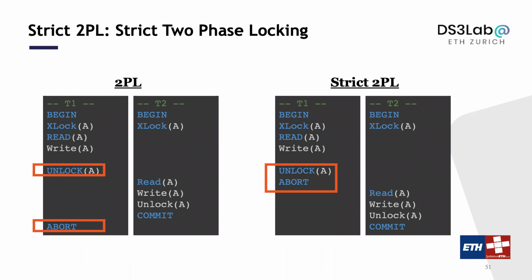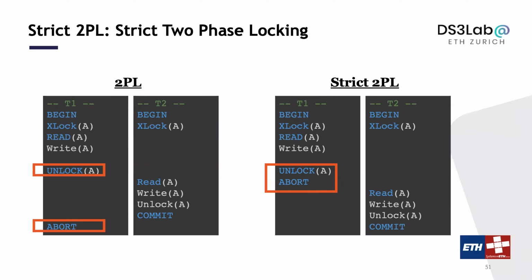So let's look at one example. On the left-hand side, we see an example of a schedule that is allowed in two-phase locking. However, it's not allowed in strict two-phase locking. Why? Because you are not holding this lock until the very end. There's a window here, and that's not allowed in strict two-phase locking. You hold all the locks until you are done. This is just one example showing that this unlock and this abort will always happen together. So there's no window between unlock and abort in strict two-phase locking.